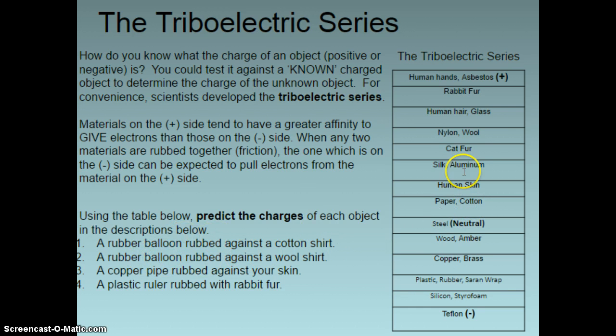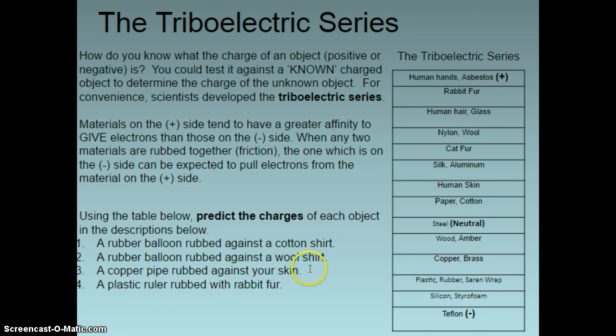Rubber balloon against a wool shirt. Well, wool's even further up here. So a wool shirt rubbed against a rubber balloon, compared to that of cotton, there's going to be a greater charge on the rubber balloon, because it's further from the wool. Look at the distance covered from the wool to the rubber balloon. There's 2, 4, 6, 8 or 9 boxes, whereas cotton is only 1, 2, 3, 4, 5. So the greater the difference, the greater the net charge.